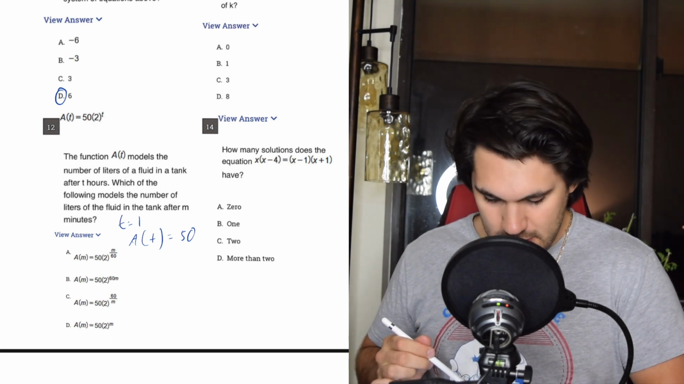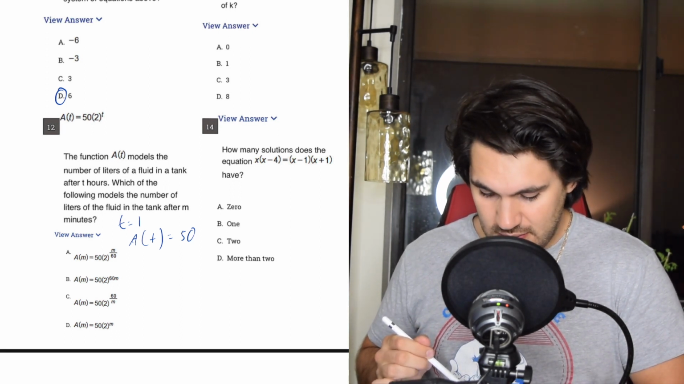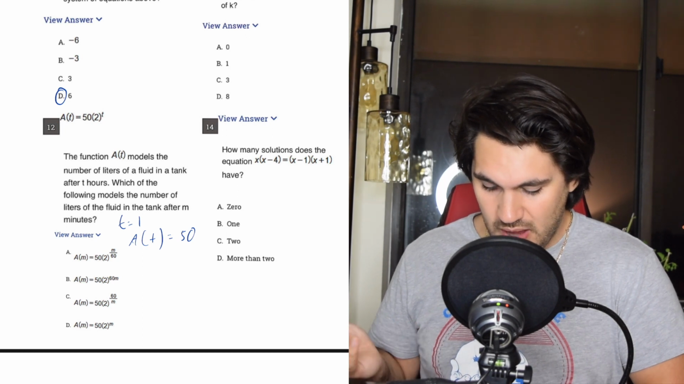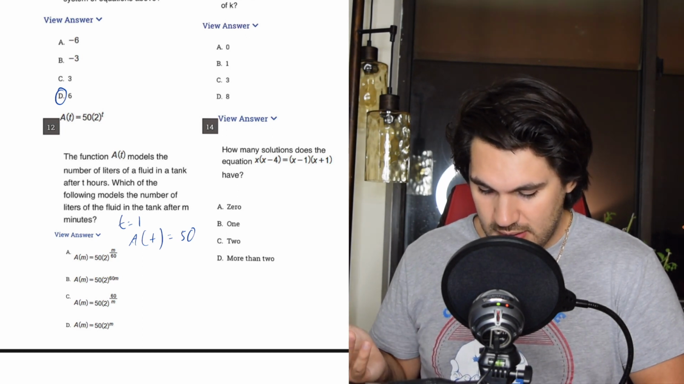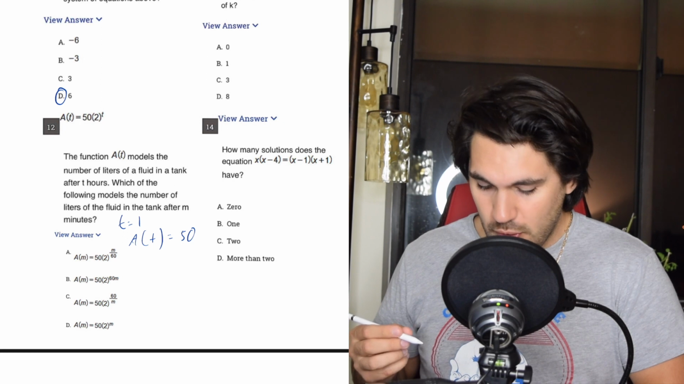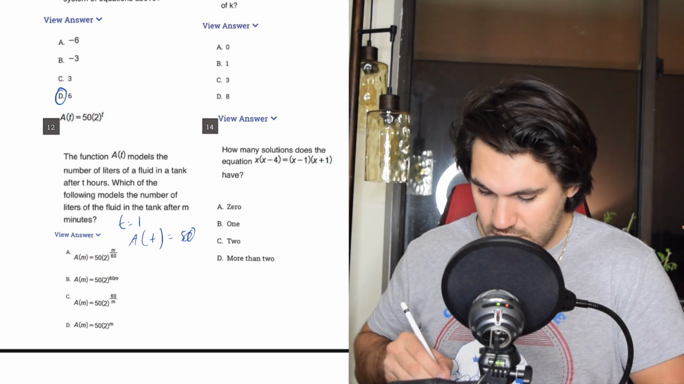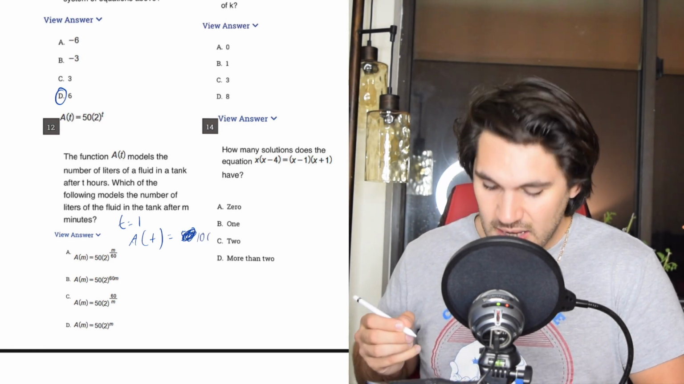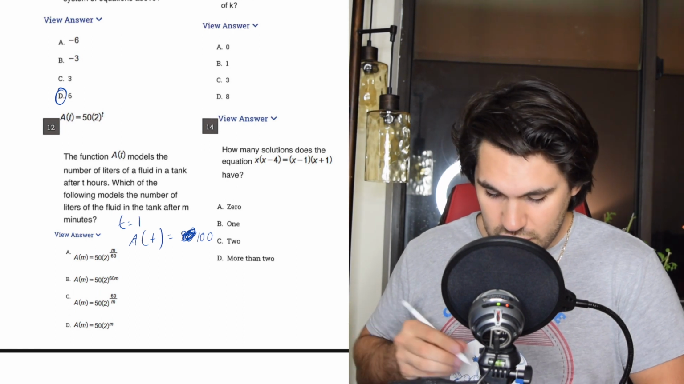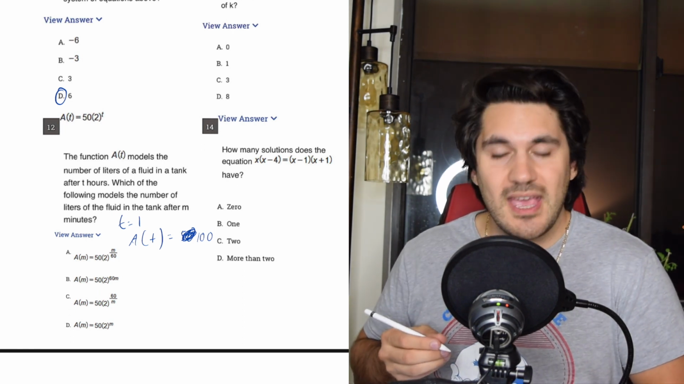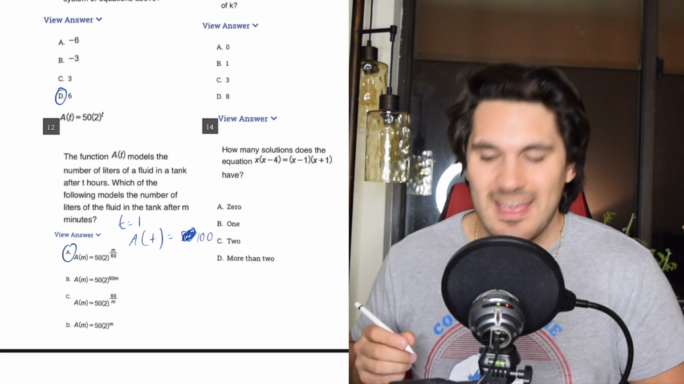Looking at A, if we plug in 60 for m, the exponent will become 1, and we're going to end up getting 50. Oh, not 50, I'm sorry. This should have been 100. And we're going to end up getting 100 as the answer. So from that logic, A should work. So I'm going to pick A as the answer.